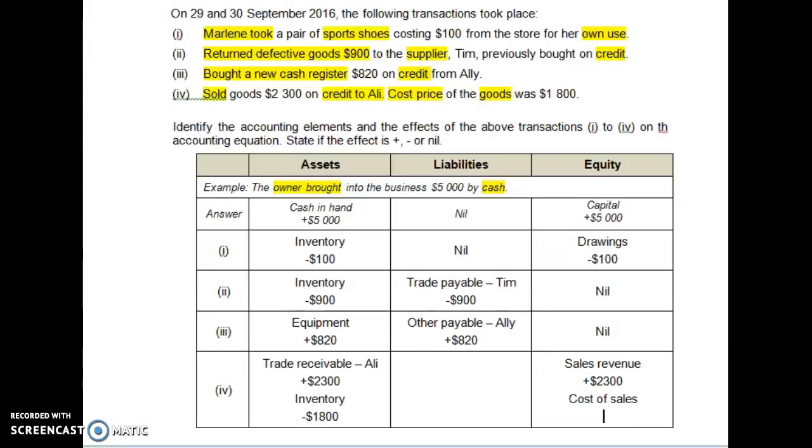Here, cost of sales is an expense. Yes, it increased, but it has got an indirect relationship with equity. So since expense increased, your equity will actually go down as well. So do take note, cost of sales, which is an expense, and drawings, while they both increased, the effect on the equity is decreased. So there you go. I hope this is a simple guide for you to do your other questions on effects of transactions on the accounting equation.